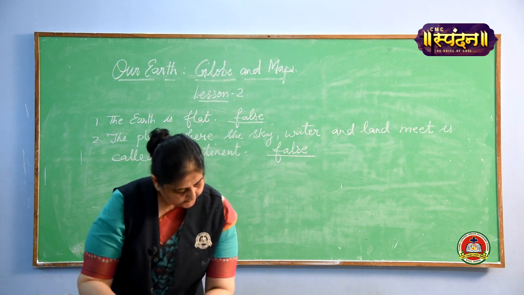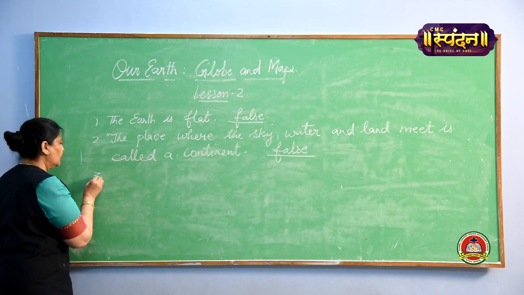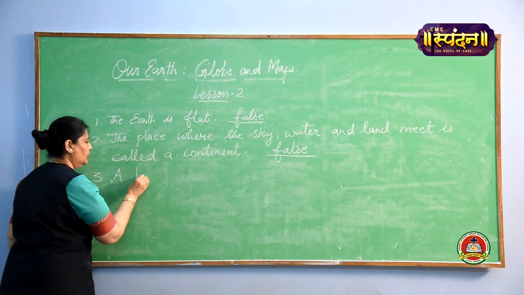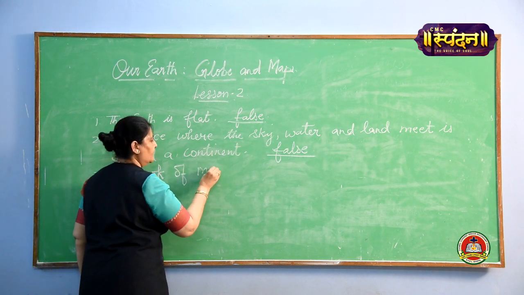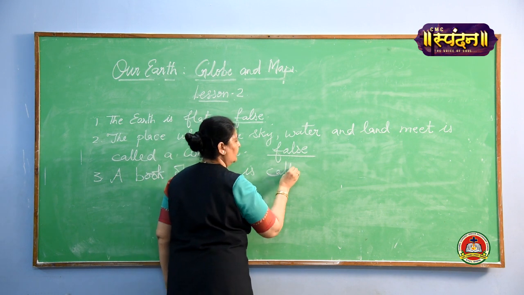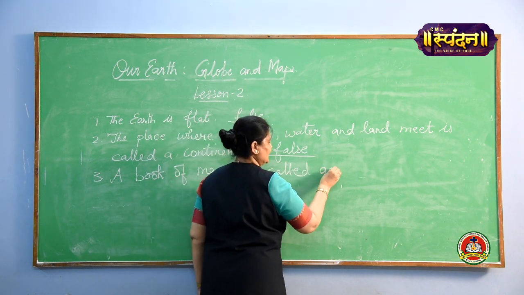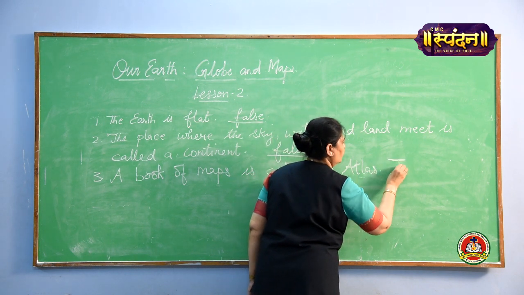Then, a book of maps is called an atlas. Is it true or false? A book of maps is called an atlas. True.